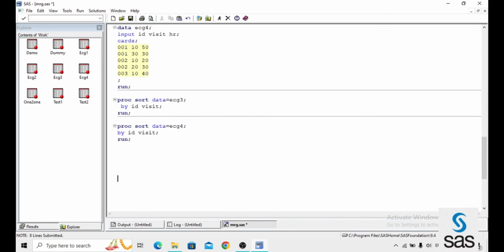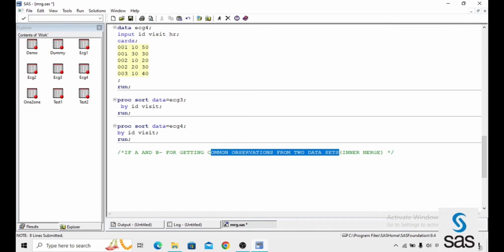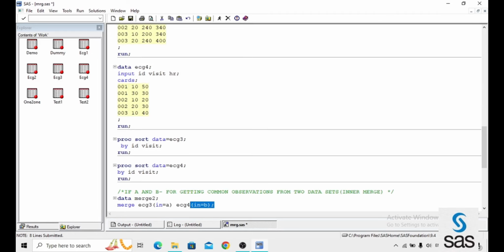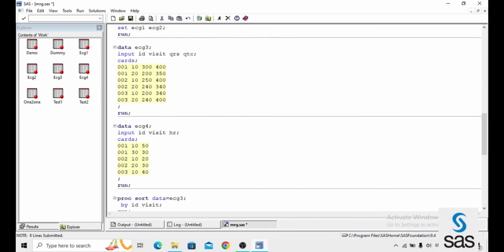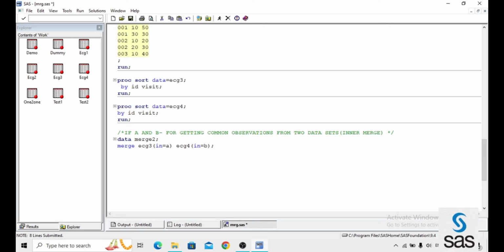And the second one is IF A AND B. For getting common observations from two data sets, keep in mind that A and B is for common observations from the two data sets, and this is also called an inner merge. Then data merge; merge ECG3 ECG4 with IN=A and IN=B. Here I am not adding any IN=A and IN=B earlier, but when we go with IF A AND B, I am adding IN=A, IN=B. And the next one is BY ID and visit.